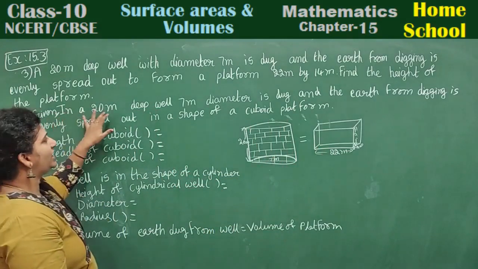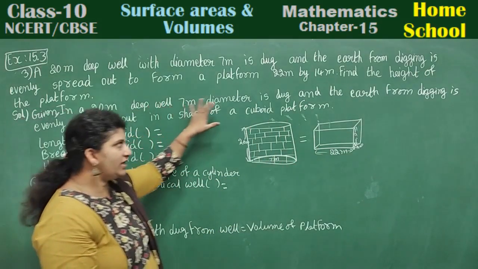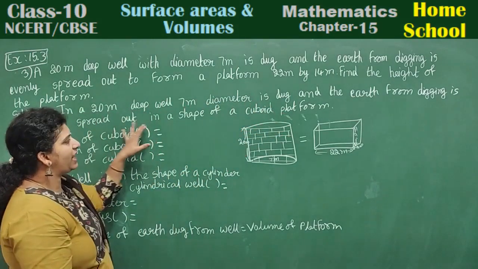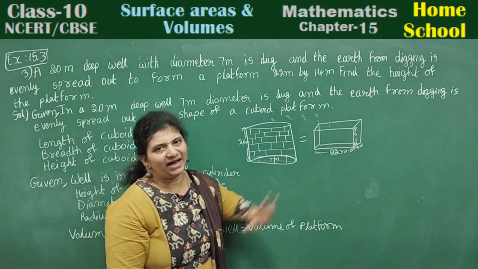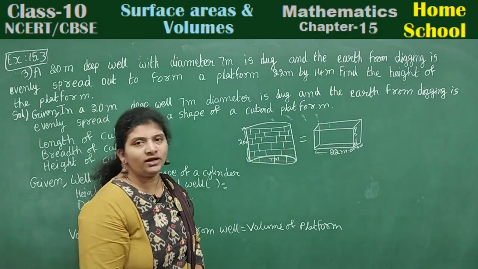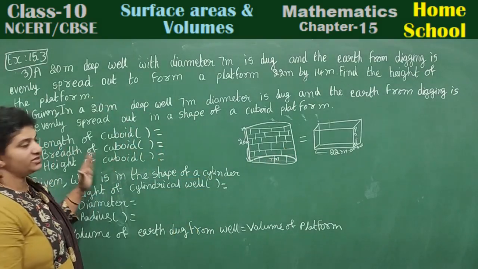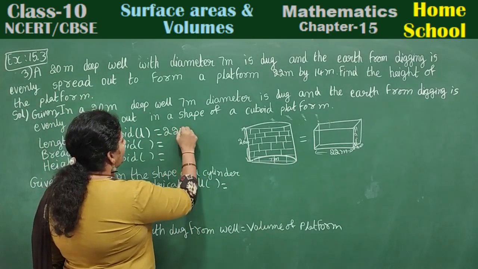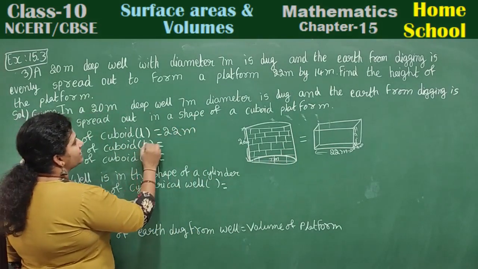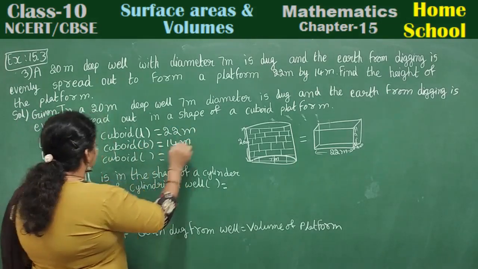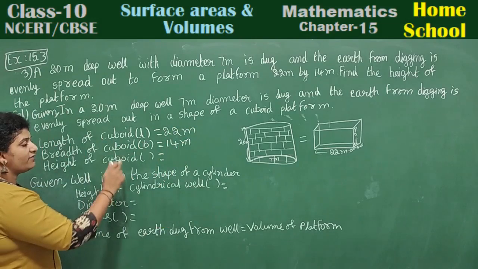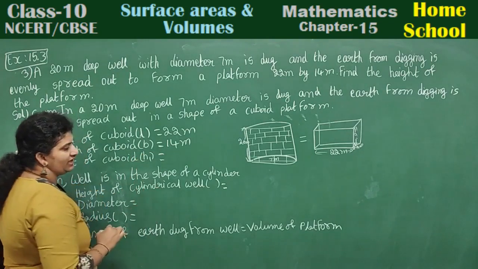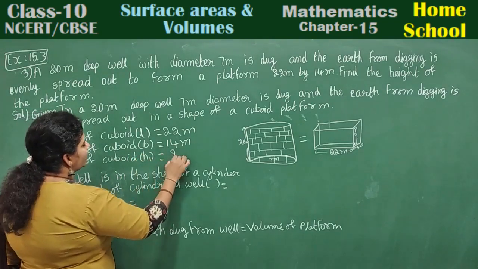Solution. Given, a well 20 meters deep and 7 meters in diameter is dug and the earth from digging is evenly spread out in the shape of a cuboid platform. Which shape is it? Cuboid platform. Let us write the dimensions. Length of cuboid L is equal to 22 meters. Breadth of cuboid B is equal to 14 meters. Height of cuboid: here we have cylinder height and cuboid height, so let us differentiate with H1 here. Height H1 is equal to, we need to calculate this one.